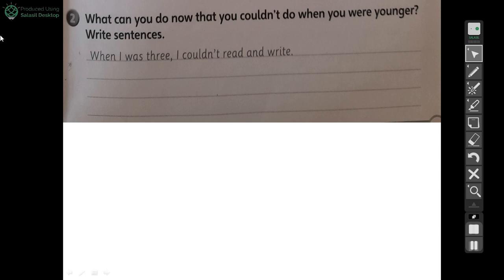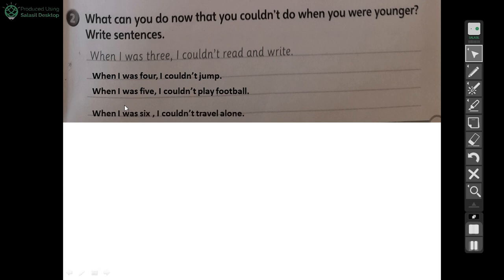Yes, when I was 3, I couldn't read and write. Thank you. When I was 4, I couldn't jump. Another answer. Thank you, Abdulrahman. When I was 5, I couldn't play football. Thank you. Another answer. Thank you. When I was 6, I couldn't travel alone.